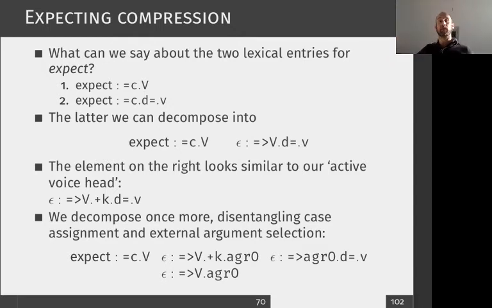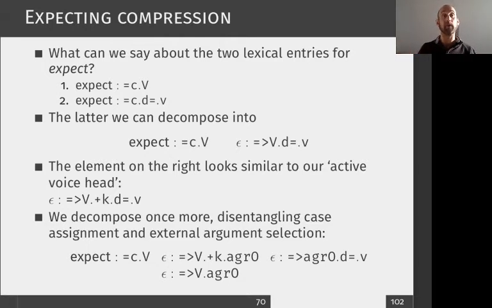We have equals C, D equals V. Okay? As in contrast to the other expect that we have, which is of category equals C, big V. Okay? This is, again, not ideal. Seems like we're missing a generalization.